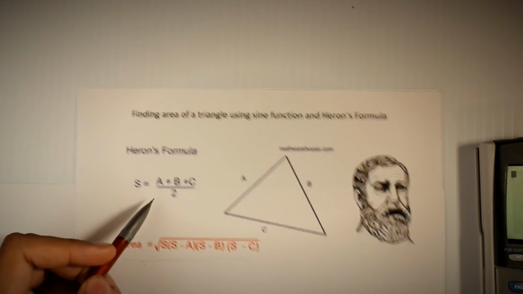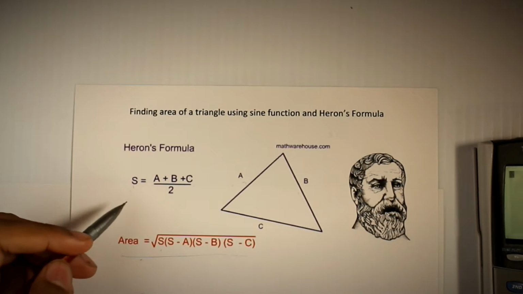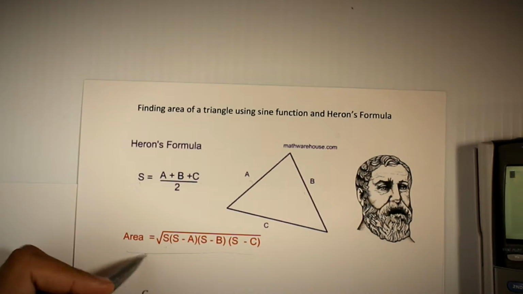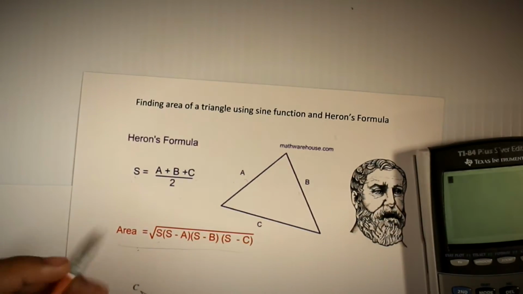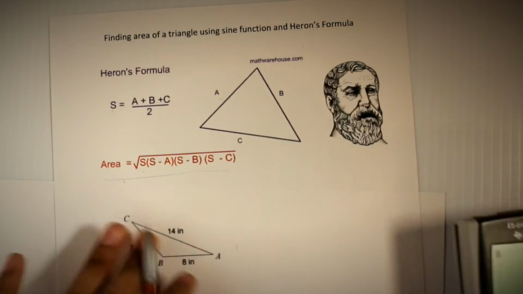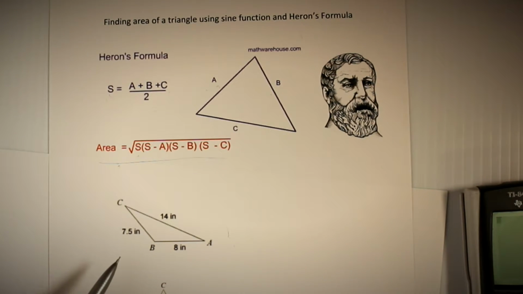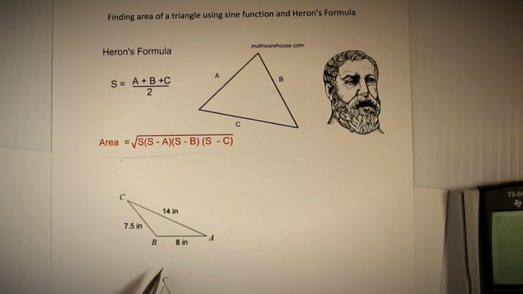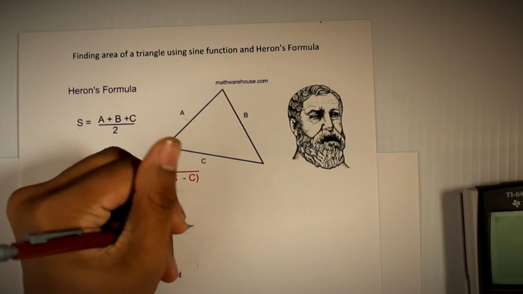When you use that, you write out S equals that, plug everything back into this formula, and plug it right into your calculator. It's really simple. So we can do some example problems off that. Here we have a triangle that has a side of 7.5 inches, a side of 8 inches, and a side of 14 inches. We're going to solve for S.